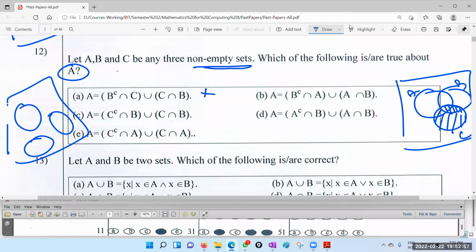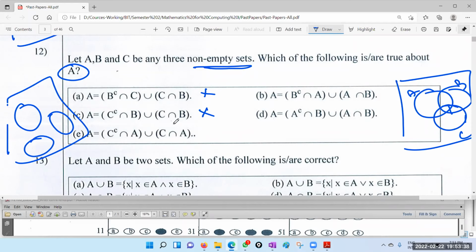Let me delete this and draw it again. Must belong to B and not belong to C. So B is also there. It can't be A because this is a union. A can't be this, because part of this side is already covered, and we are adding the union on top. So this can't be the answer.